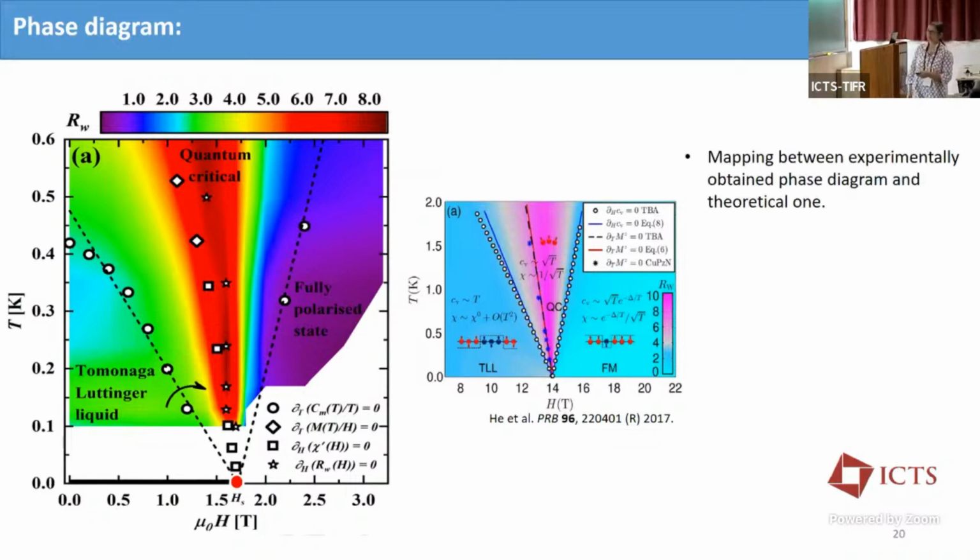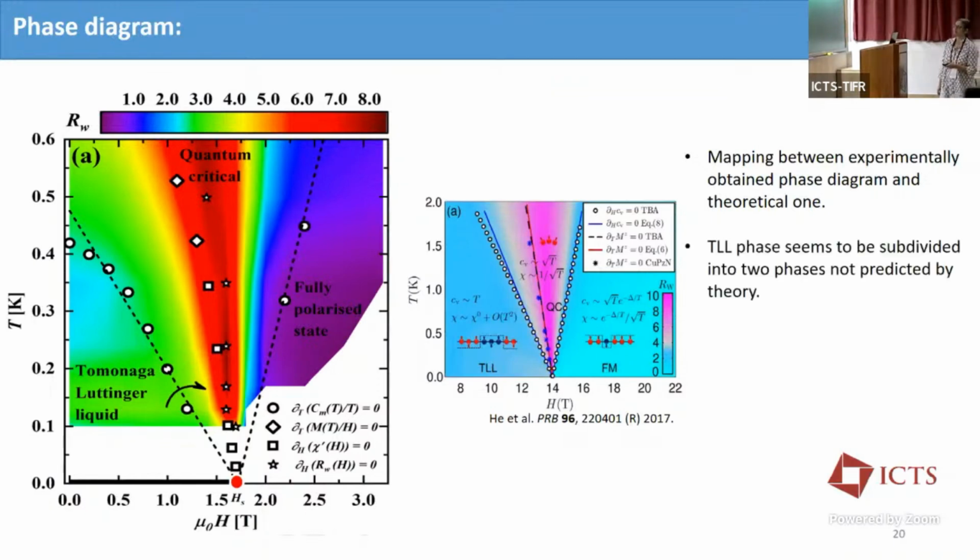Also, the other thing is that if you have a look at this phase diagram, you see that it's of a uniform color, in the sense that the value of Wilson's ratio is approximately 2.5 or so in this region. But on the other side, what we get experimentally is that this Tomonaga-Luttinger liquid phase seems to be bifurcated in 2 small parts with a different value of RW for these values of temperatures and field compared to this. And we have some inkling on the reason why that must be happening.